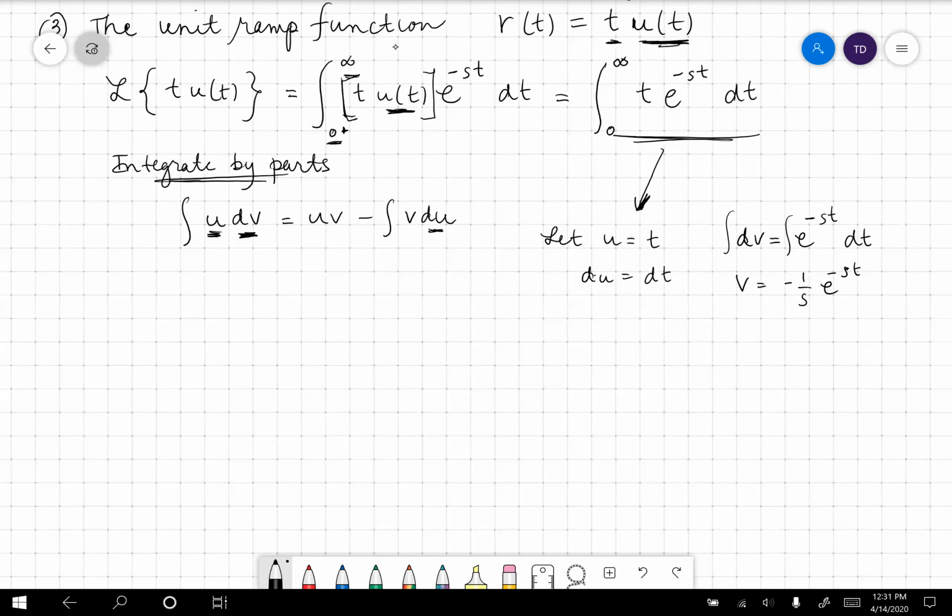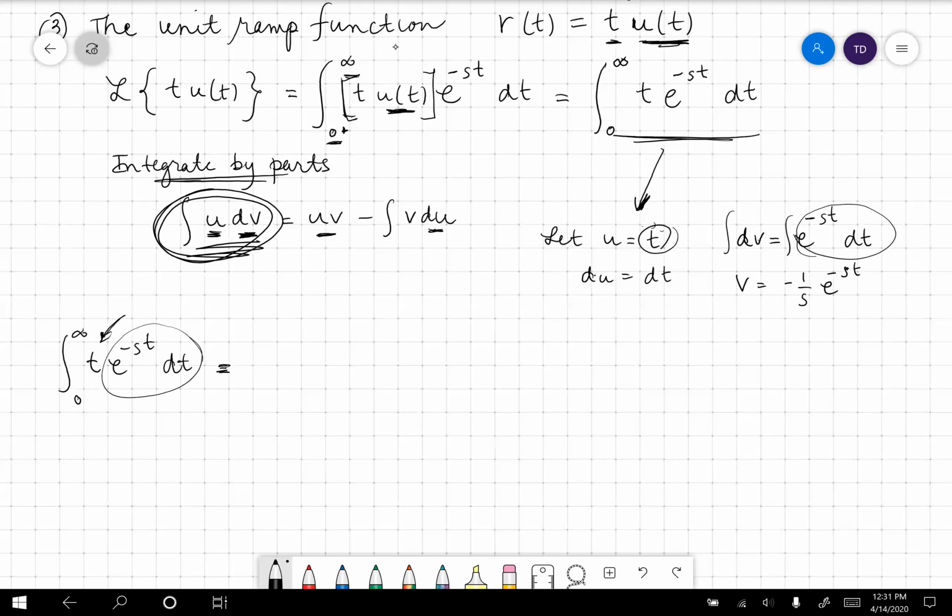So now my integral, the integral of t e to the minus st dt from 0 to infinity is equal to u times v. So this whole thing is the integral of u dv. Check it out. u, that's the t part. And then dv was that part, and there is the rest of that right there. So this is equal to u times v. So that's t times minus 1 over s times e to the minus st.